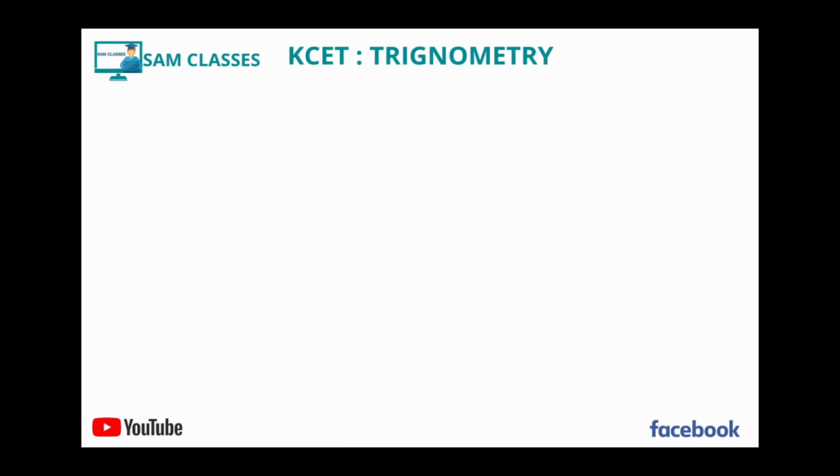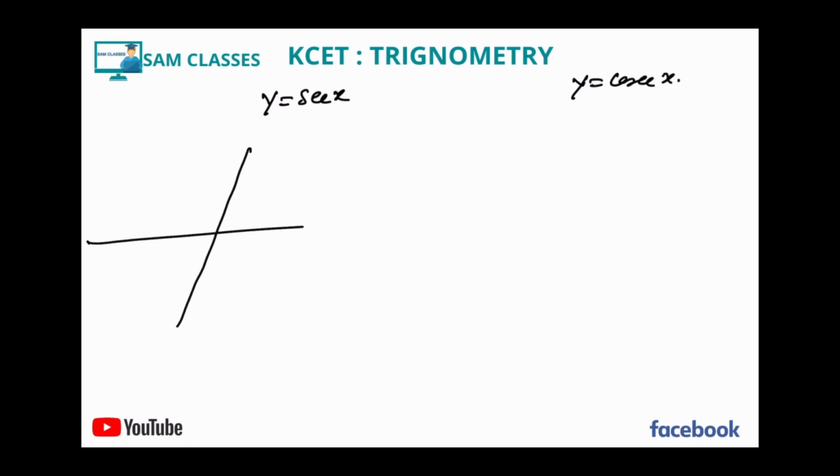Now let's see the graph of y is equal to sec x, and this time we will try to learn y is equal to cosec x. First we need to remember a few basic values, students. Cos 0 degree is how much? Sin 0 is 0, cos 0 is 1. So sec 0 is also 1. Correct. So at 0 we got 1.